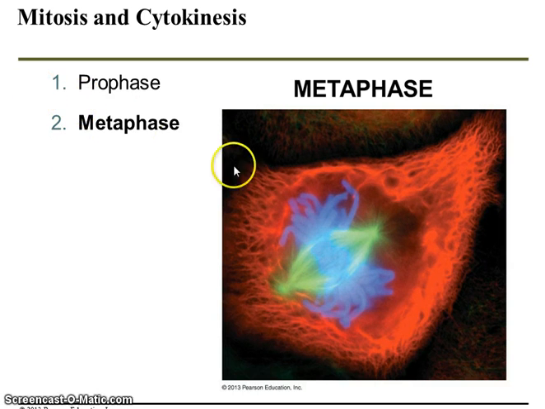The second phase, metaphase, we're starting to see order. Metaphase, think middle. The chromosomes align on the middle line of the spindle fibers. So they're all right along this line. Metaphase, middle.